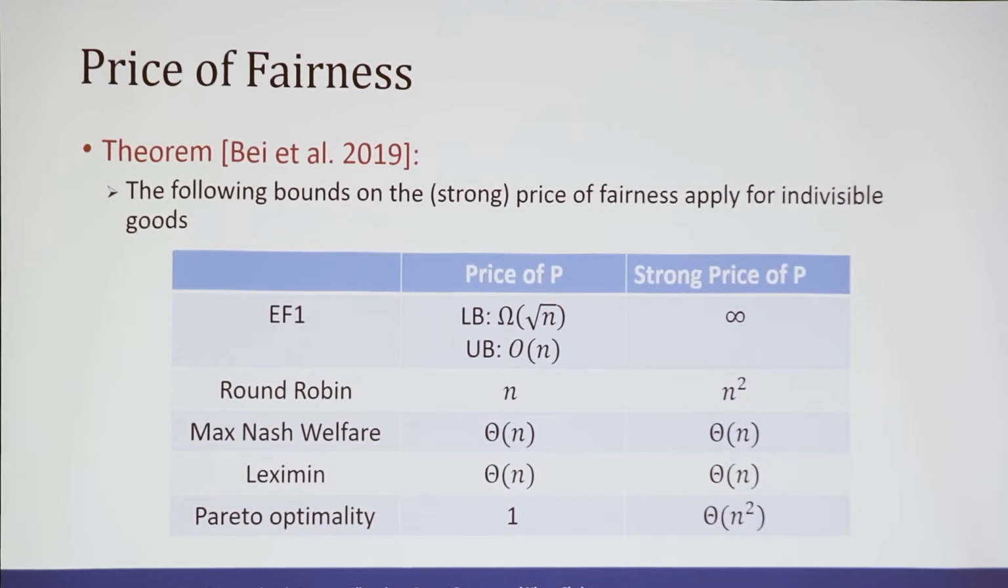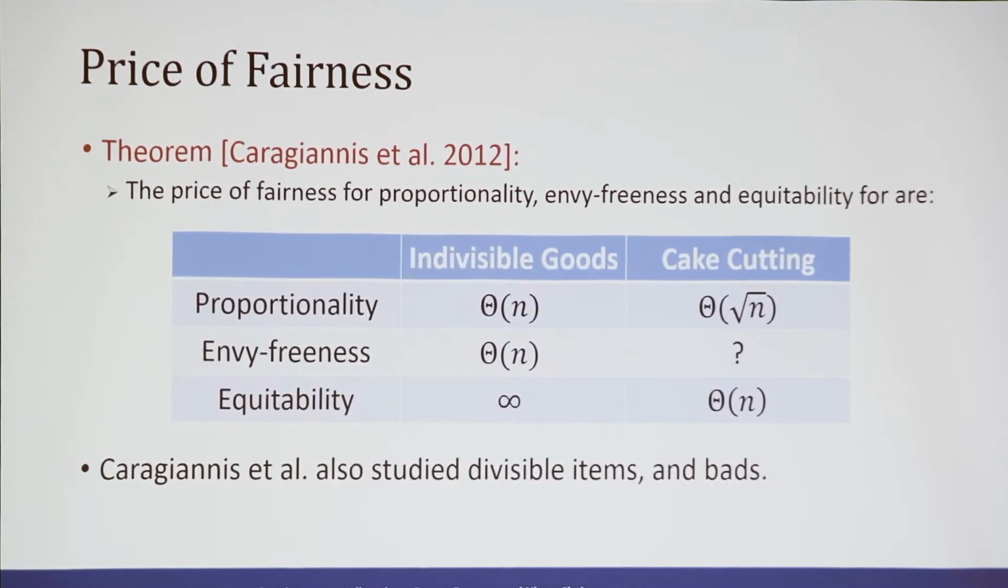Okay, you can also think about these other properties. So these are properties from a very recent paper. The difference between these style of properties and these ones is that this original paper by Caragiannis et al. considered properties that couldn't be guaranteed. Right? So there are instances where you can't be proportional or envy-free or equitable in the indivisible case.